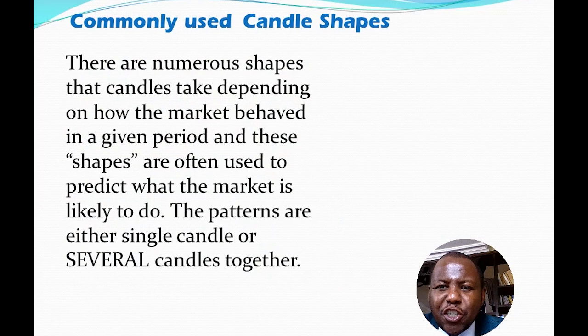There are going to be some which are bolder, with no wick, some with a wick, some with a wick below, some with a wick on top. They will be different. That's what we're talking about, and saying that there are numerous shapes that the candles take depending on how the market behaved.